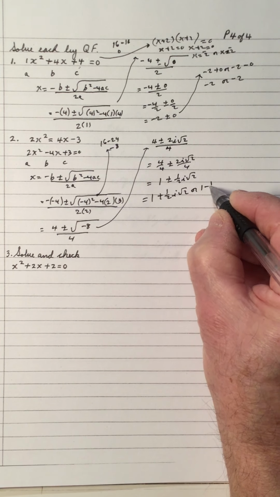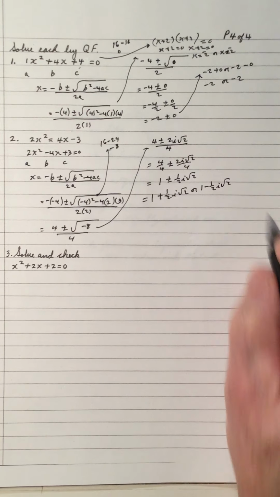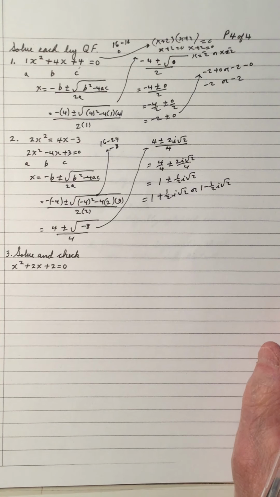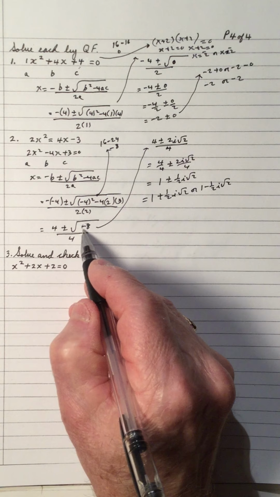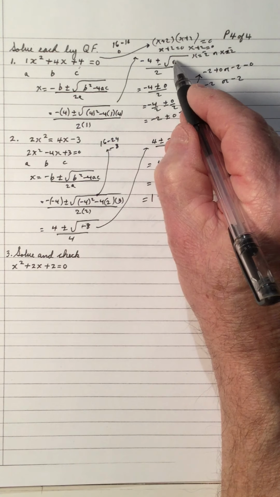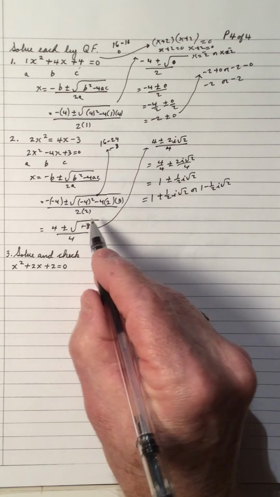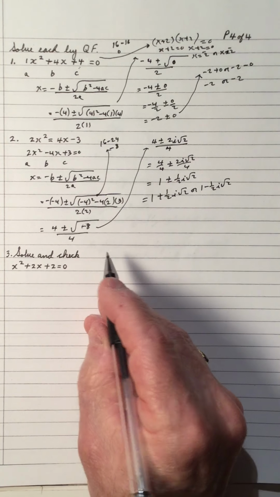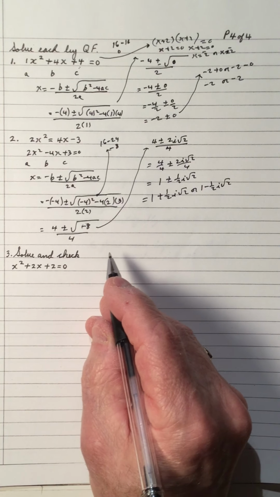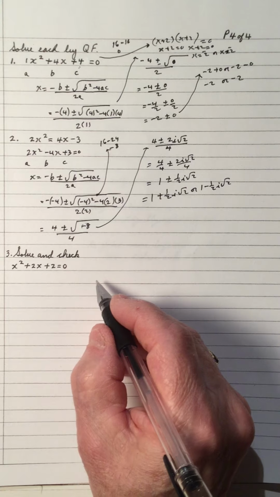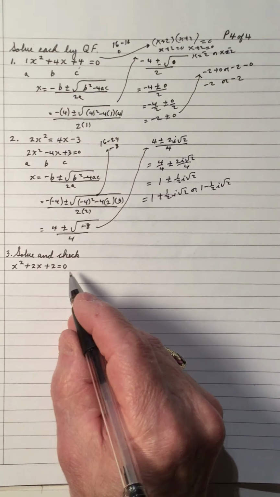Or 1 minus 1/2 I root 2. And we solved it by the quadratic formula. And notice the number here is negative. Notice the number here is 0, so there's going to be 2 roots. Number here is negative, so it's going to be imaginary roots. And number 3, we're going to solve and check. And we're solving and checking it by the quadratic formula.